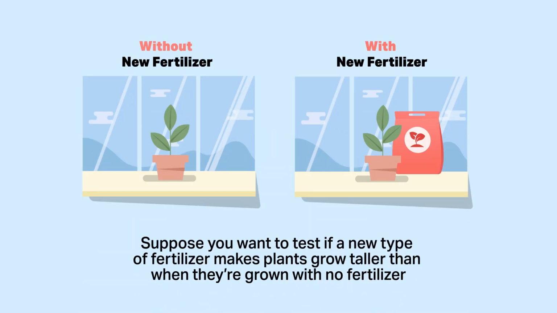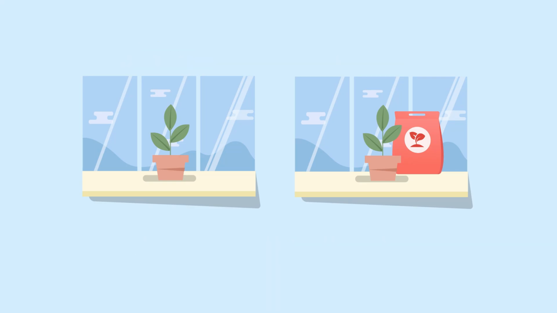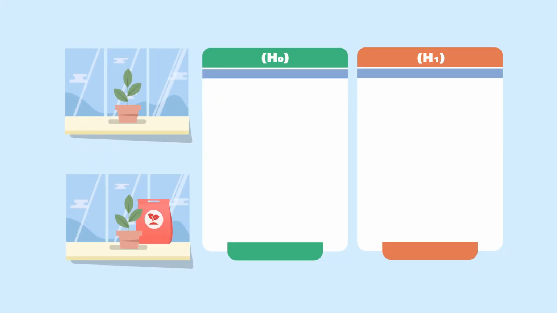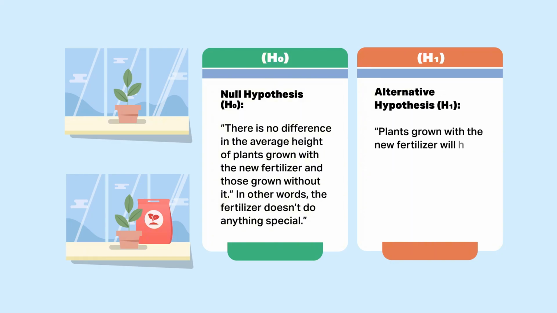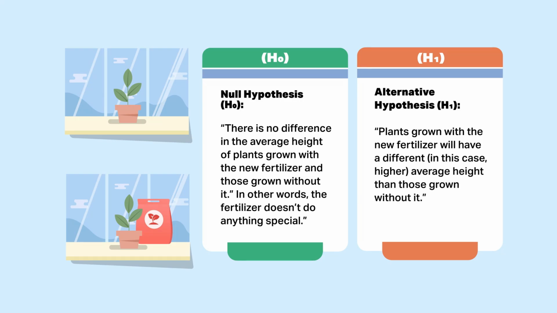So, how do you set these up? Let's look at a simple example. Suppose you want to test if a new type of fertilizer makes plants grow taller than when they were grown with no fertilizer. The null hypothesis states that there is no difference in the average height of plants grown with the new fertilizer and those grown without it. In other words, the fertilizer doesn't do anything special. The alternative hypothesis states that plants grown with the new fertilizer will have a different, in this case, higher average height than those grown without it.